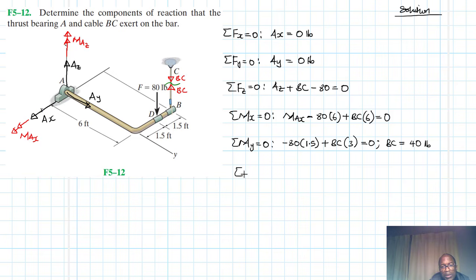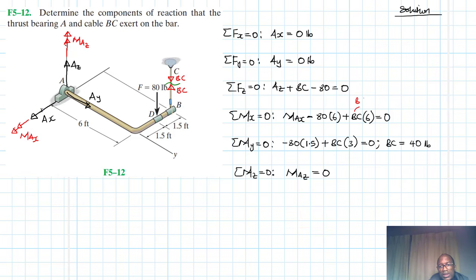But let me just apply the last equation, which is the summation of moments about the z-axis. About the z-axis, AZ will not cause any moment because it is parallel to the same axis. AX and AY have their lever arms equal to 0. AT and BC are parallel to the z-axis, therefore they will not cause any moment about the z-axis. So the only moment that exists there is just MAZ, which in itself is equal to 0.